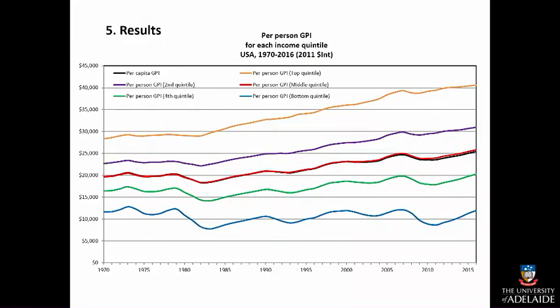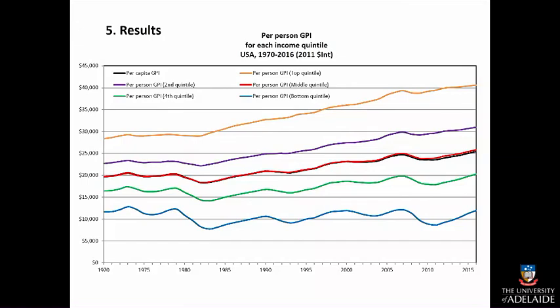Now, what else I'm going to try and do for each country is work out the per person GPI of each income quintile. So the top 20%, second, middle, fourth and bottom. And so that's the per person GPI of the richest 20% in the USA. And here it is for the bottom.